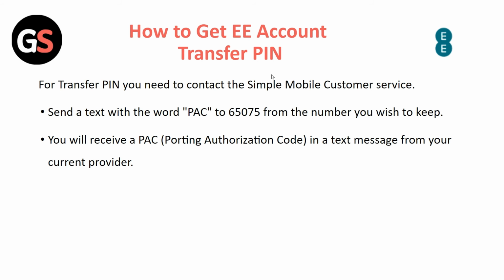And now, how to transfer a PIN. To transfer a PIN, you need to contact their customer support team, then send a text with the word PAC to 65075 from the number you wish to keep. Then you will receive a PAC, a porting authorization code, in a text message from your current provider.